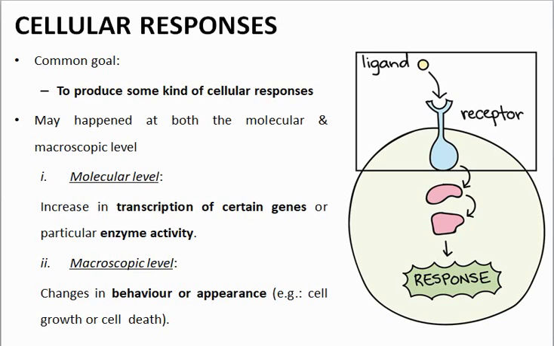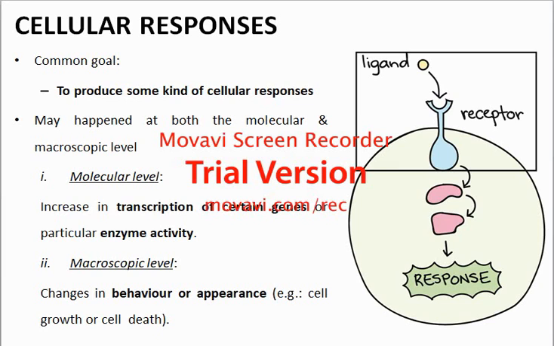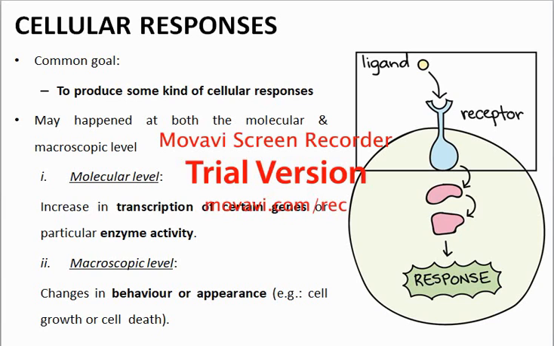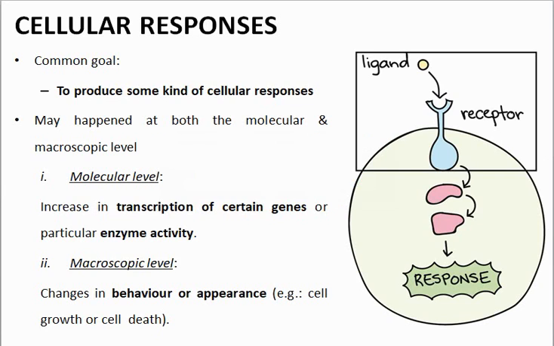Despite these differences, signaling pathways share a common goal, which is to produce some kind of cellular response. That is, a signal is released by the sending cell in order to make the receiving cell change in a particular way. Cellular responses may happen at both the molecular level and the macroscopic level, which is visible to our naked eyes. At the molecular level, we can see changes such as an increase in the transcription of certain genes or the activity of a particular enzyme.